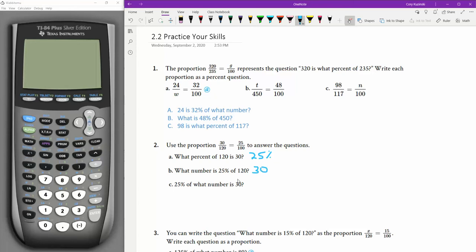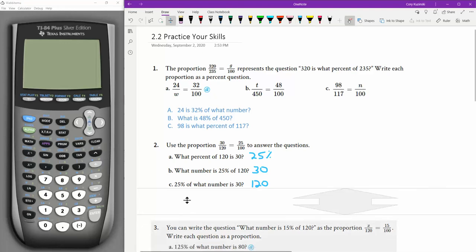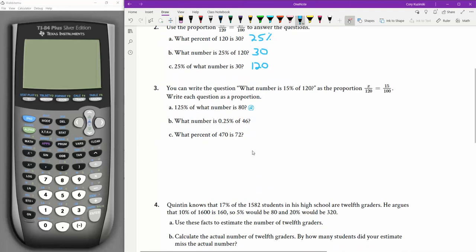30 is 25% of 120. 25% of what number is 30? 120. So 25% out of 120, that's the answer, is 30. You can write the question, what number is 15% of 120, as this proportion. Okay, what number is 15% of 120?